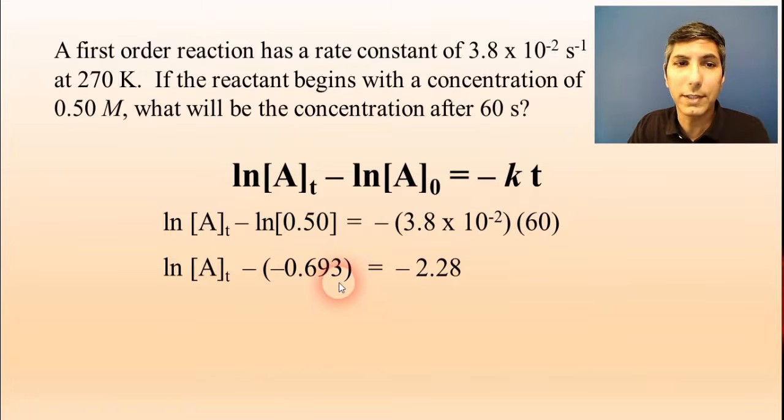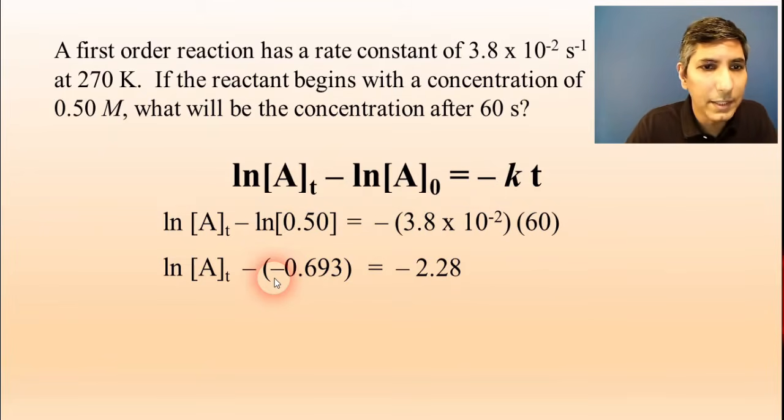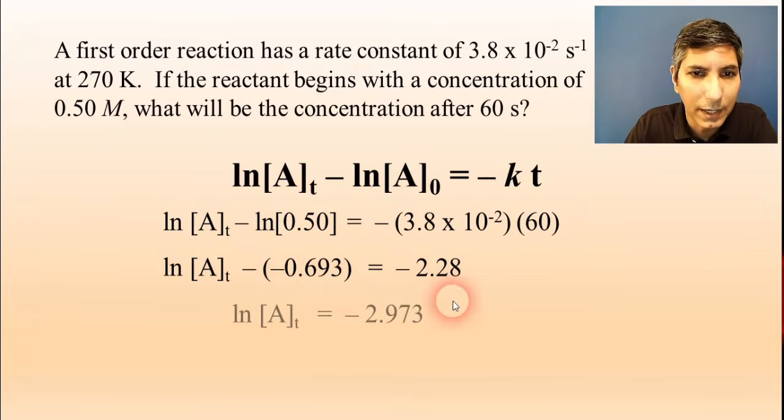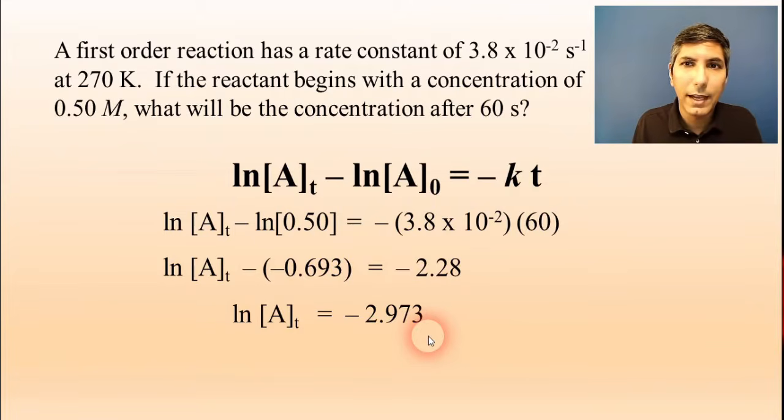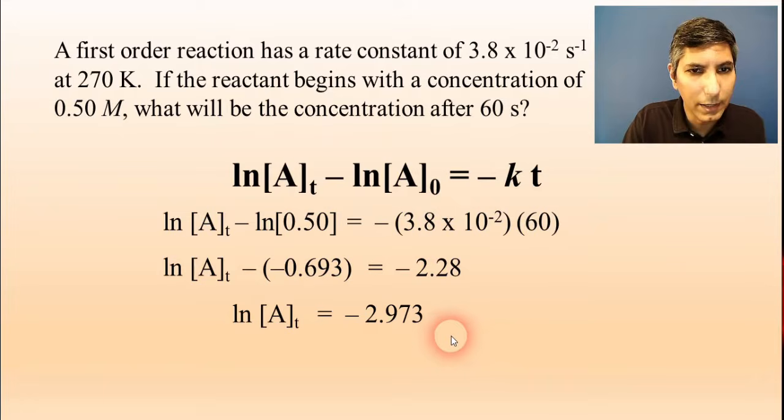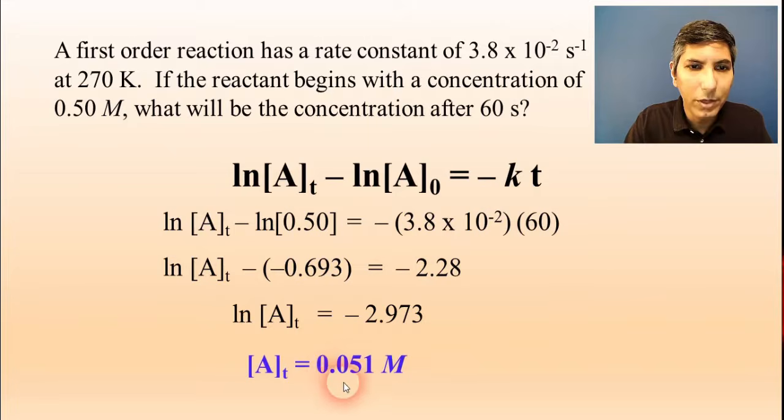Be very careful with your signs here because we have a minus and a negative, so that's actually a positive. So when I subtract 0.693 from both sides, I get natural log of A sub t equals about negative 2.973. And so now all I have to do is take the inverse natural log of negative 2.973. On your calculator, there is an e to the x button. Probably it's on the second natural log button, so just click that. And if you evaluate this, you'll find that A sub t is about 0.051 molar.